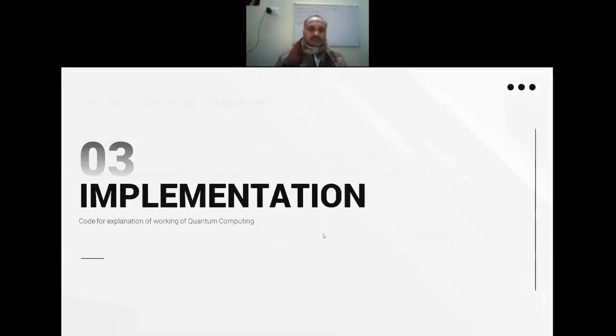Now we are coming to the implementation, because our software engineering challenge is related to the implementation. That's why I am saying a little bit about the implementation.